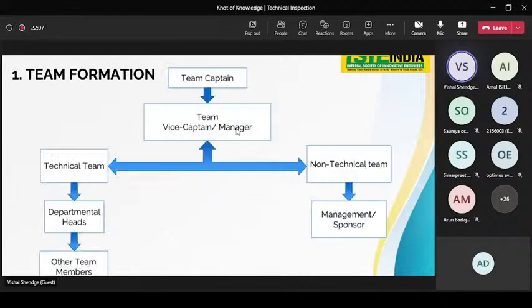This is the flow chart, which will give you a clear picture about the team formation. First, team captain, then team vice captain or team manager. Then this team will be divided into 2 parts, that is technical team and non-technical team. Technical team will work on every technical stuff, and non-technical team will work on management and sponsor works.